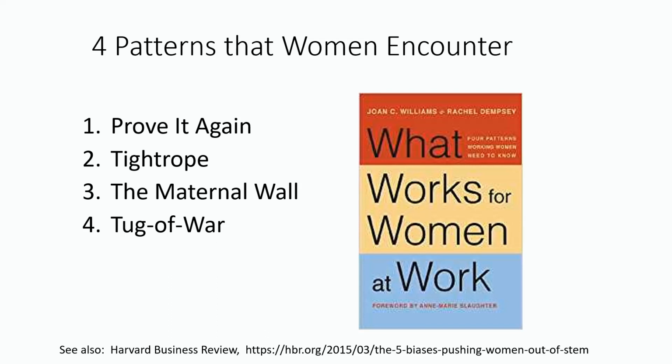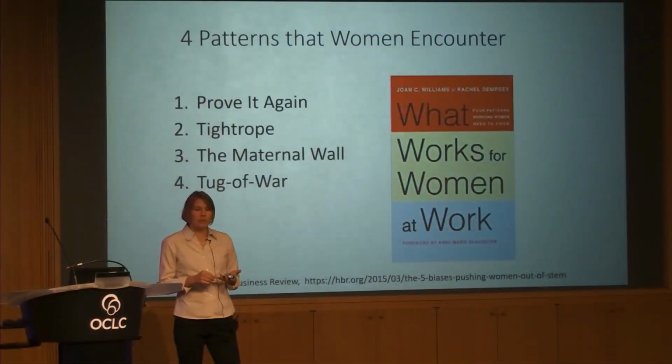I'll point to this book. This is Joan Williams, who's actually a legal scholar at Hastings School of Law, affiliated with the University of California. And she has done research, and she's been looking at this work for years of other people's research. And she has kind of noted that women, in particular, face a particular type of unconscious bias, 4 patterns. She calls these 4 patterns: prove it again, the tightrope, the maternal wall, and tug of war.